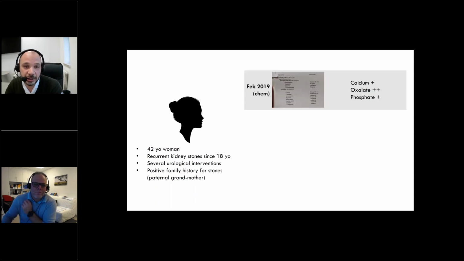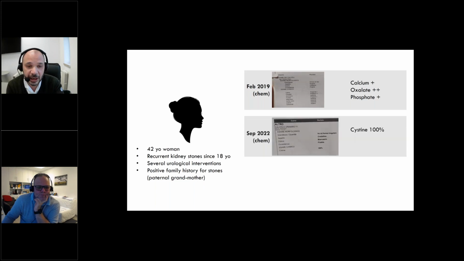She had undergone in February 2019 a composition analysis with the wet chemistry approach, which is not very accurate, and it is semi-quantitative. It reported calcium 1+, oxalate 2+, and phosphate 1+. In September 2022, during one of her other approaches with urologists, she had the possibility to have another composition analysis, again wet chemistry. In this case, the analysis reported 100% cystine. So this is the point where the patient was referred to us.